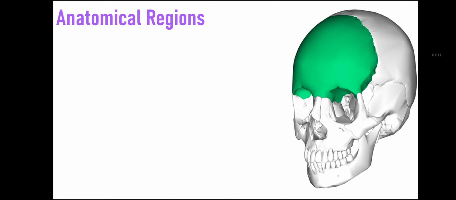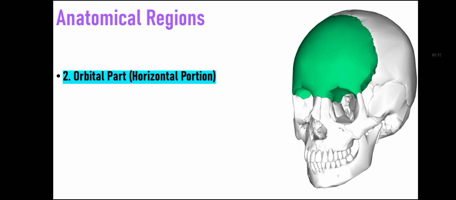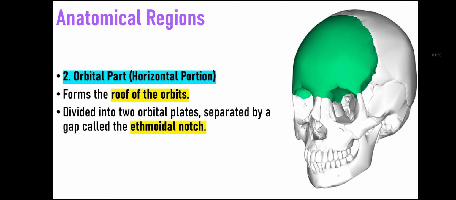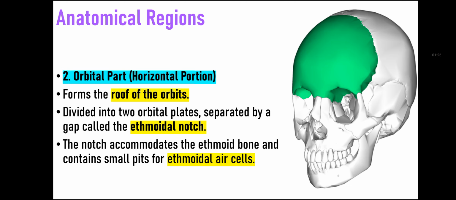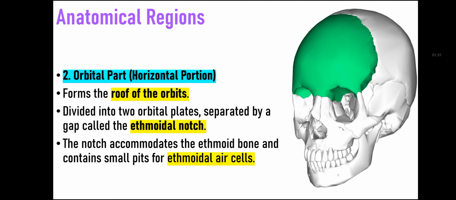Now let's talk about the second anatomical region of frontal bone, that is the orbital part or horizontal portion. It forms the roof of the orbit. It is divided into two orbital parts separated by a gap called the ethmoidal notch. The notch accommodates the ethmoid bone and contains small pits for ethmoidal air sinuses.